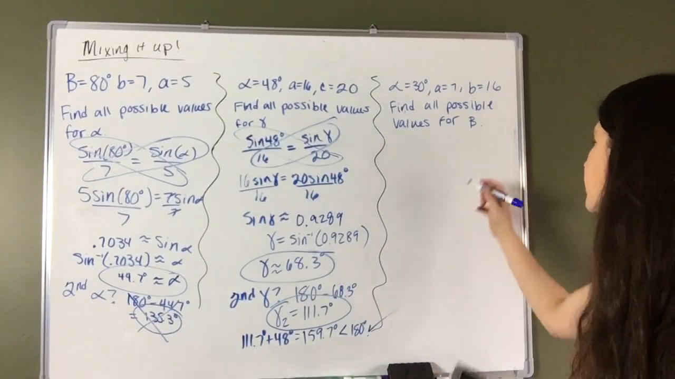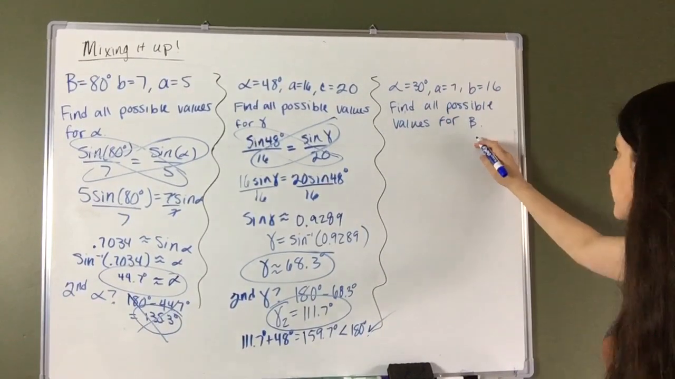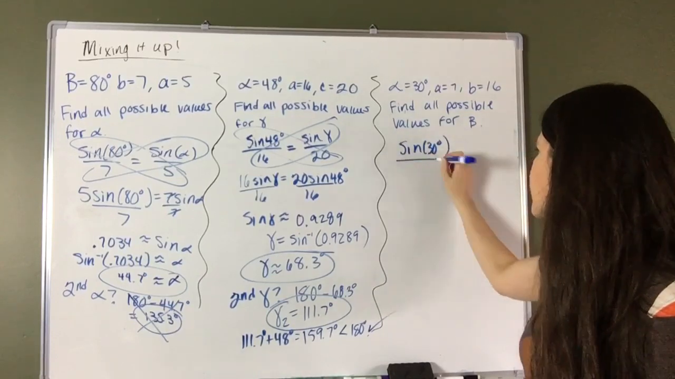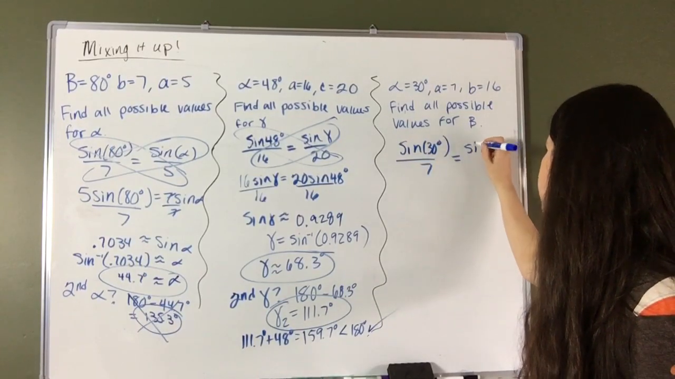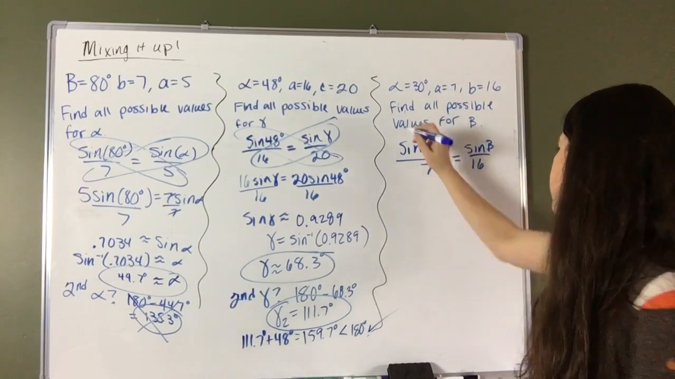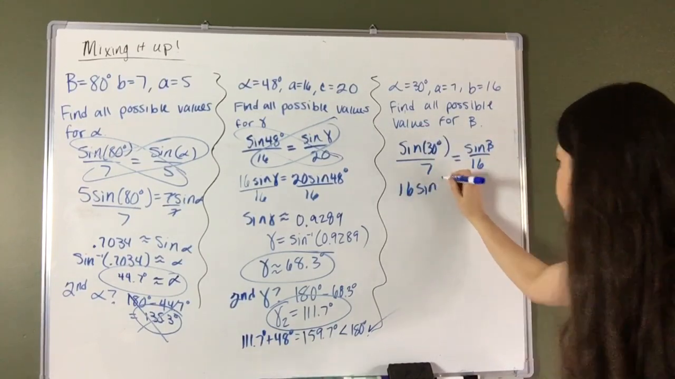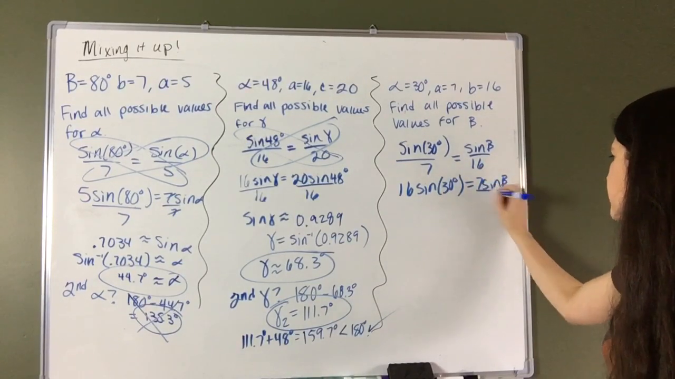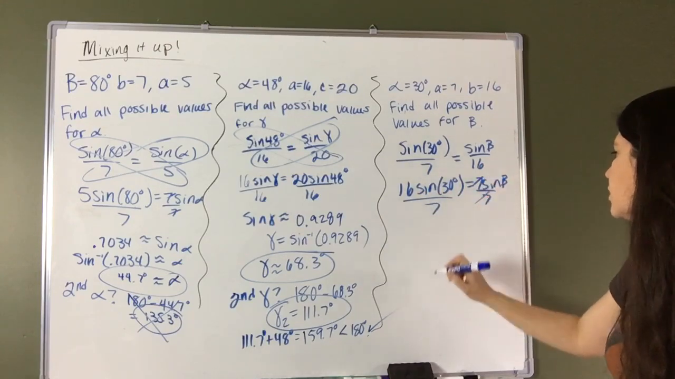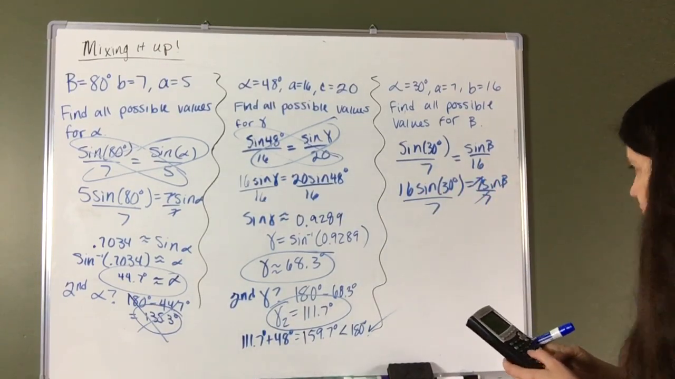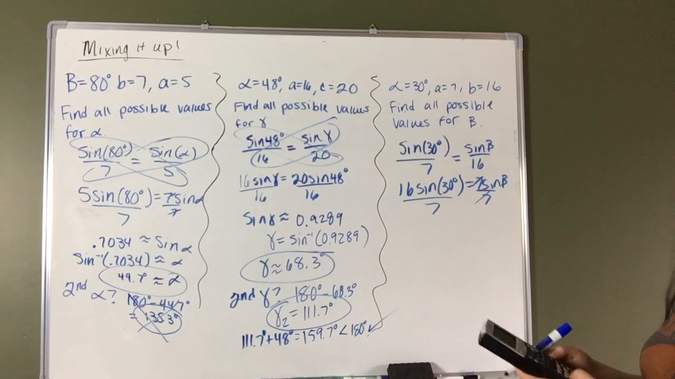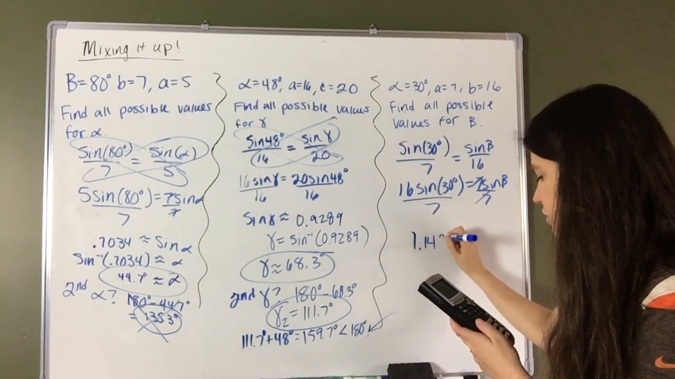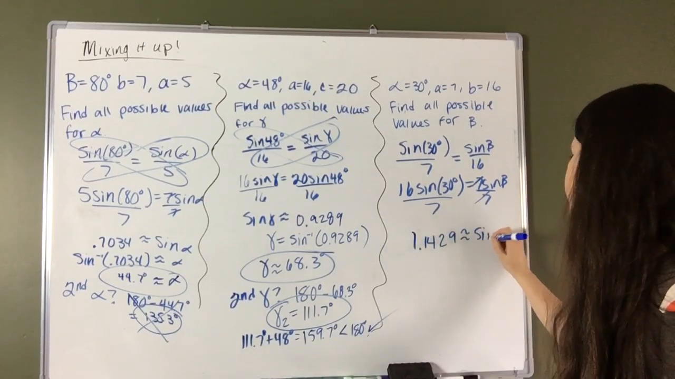All right, last one. We're going to try to find beta. We would have sine of 30 degrees divided by 7 equals sine of beta divided by 16. Cross multiply again. You get 16 sine 30 equals 7 sine beta, divide by 7. Let's type that in. 16 sine 30 divided by 7 is 1.1429. All right, you see something wrong with that?